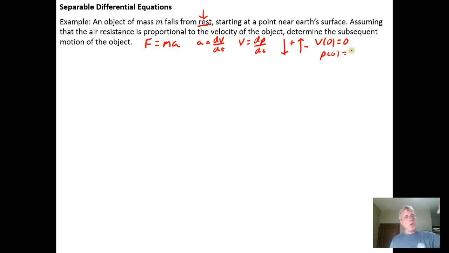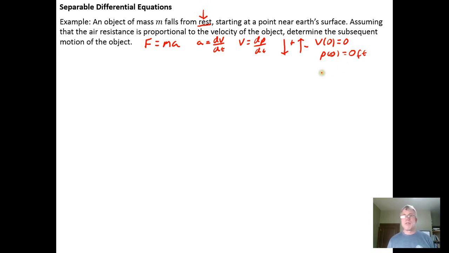Or if we want down to be positive, we might determine that the spot from which we drop the object, we want that to be, let's say, 0 feet high. And if we decide to make the position from which we release the object 0, then we have an initial value problem. This is an initial value problem because we know the velocity at time 0 and we know the position at time 0. And this is going to allow for us to solve for that constant of integration.